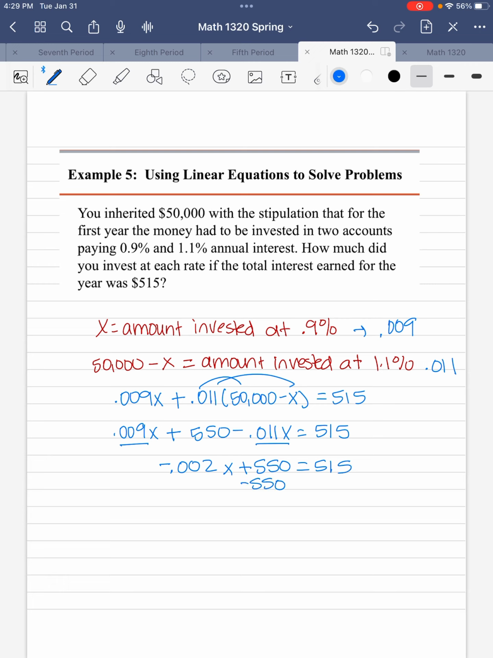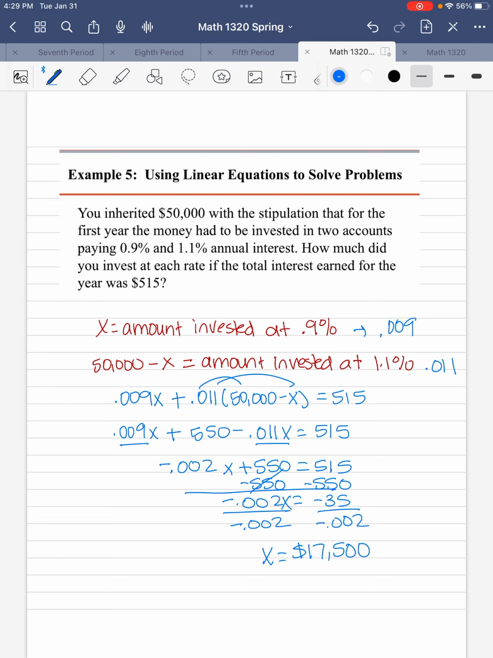Subtract that 550. We get negative 0.002x equals negative 35. Divide that by negative 0.002. Oops, I forgot the x. And so we get that x is equal to 17,500. Now remember, the 17,500 is the amount invested at 0.9%.